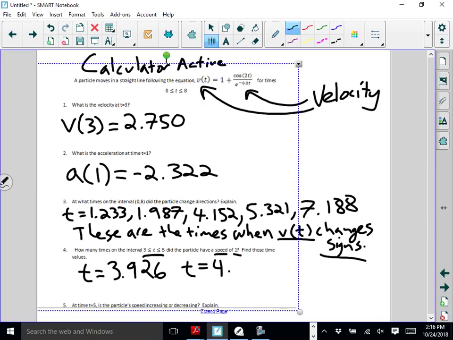Okay, those are the 2 times. They didn't ask me to justify, but they did ask how many times on the interval. So the answer is 2 times. And those are the specific times.